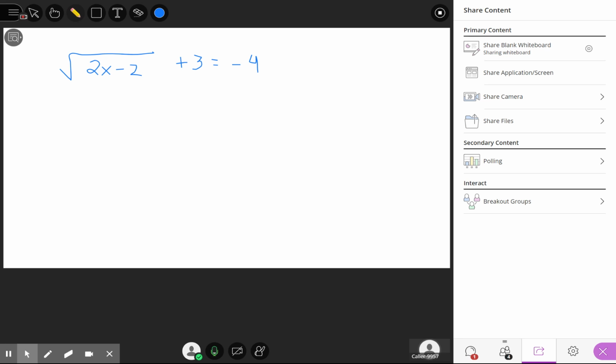All right, when you have a problem like this that has a root in it, you want to isolate the radical on one side of the equal sign and get everything else on the other side first. So I'm going to subtract 3 from both sides. So now I have the square root of 2x minus 2 is equal to -7.